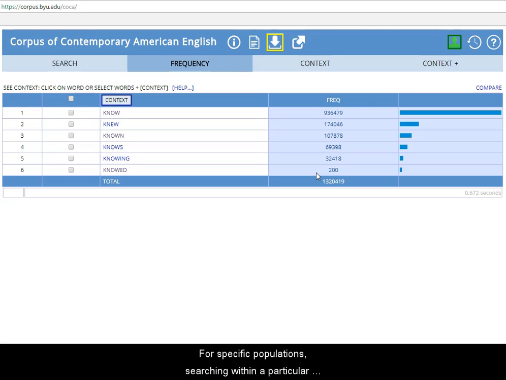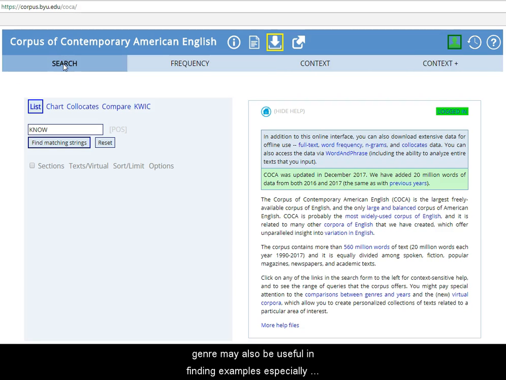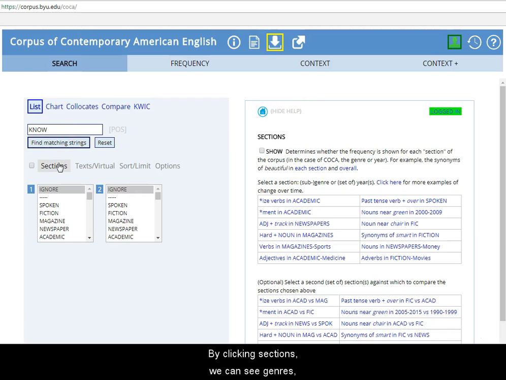For specific populations, searching within a particular genre may also be useful in finding examples especially relevant to those learners. We can do that easily with COCA. Let's return to the Search tab. By clicking sections, we can see genres, subgenres, and time frames within which we can search. So if, for example, we were working with creative writing students, we could select fiction from the drop-down menu.